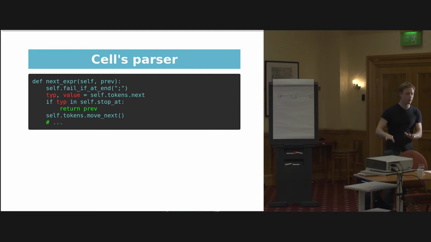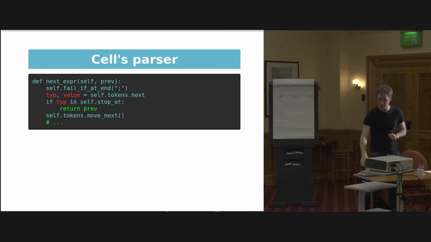So assuming we're not at the end of the stream of tokens, we get the next token, and we unpack that token into a type and a value, because lexer tokens are just a type and a value. And then if the type tells us that we're going to stop parsing, then we return what we've already got. So I haven't talked yet about what we've already got.